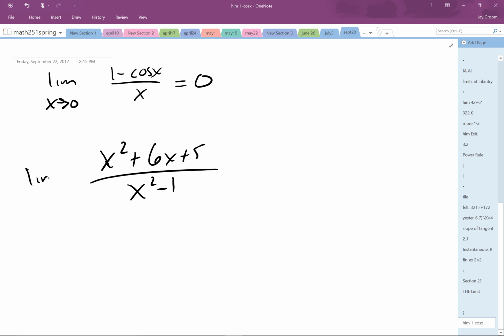What about this fella? The limit as x approaches -1. Now, let's go look at it.